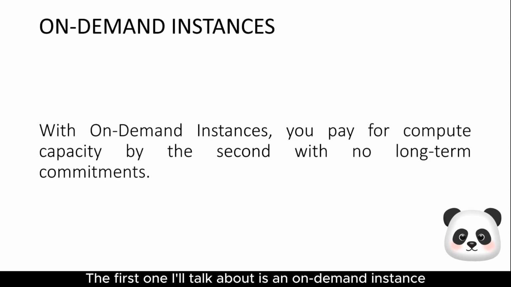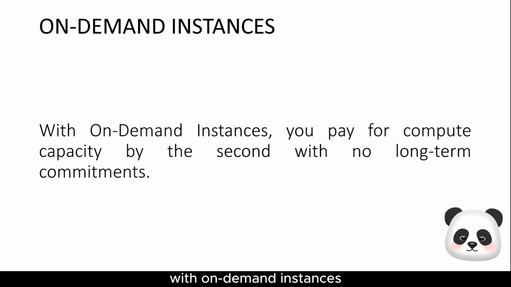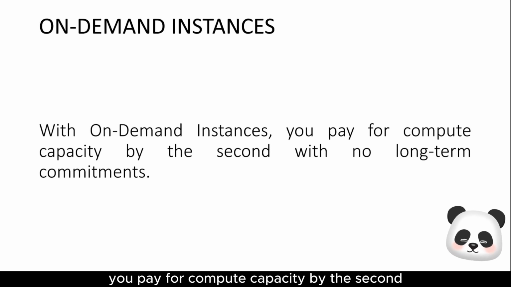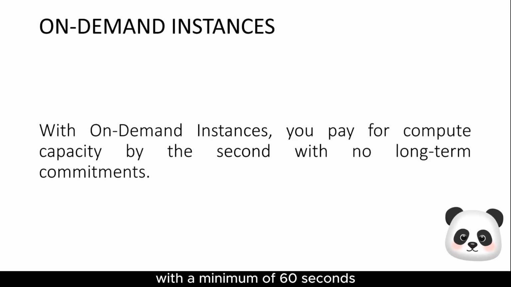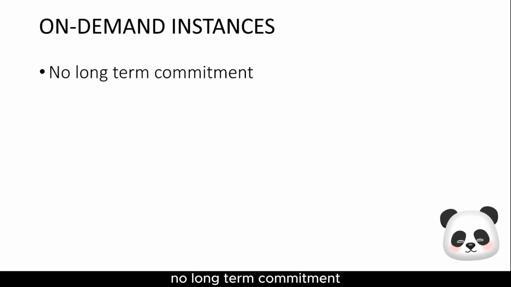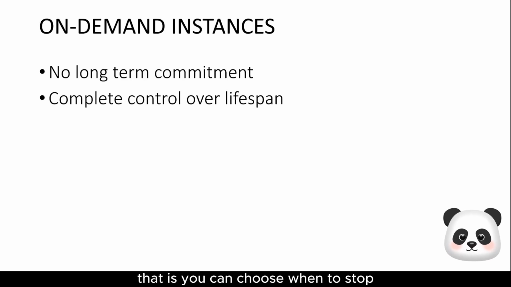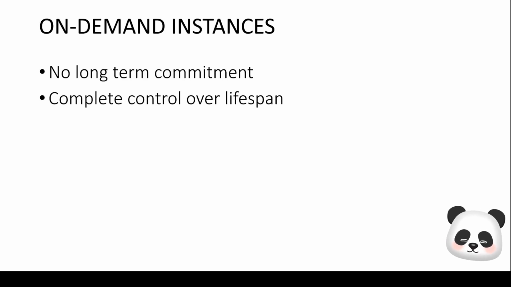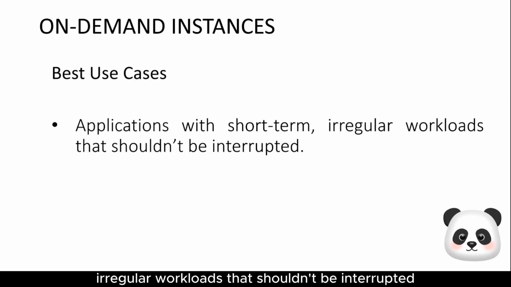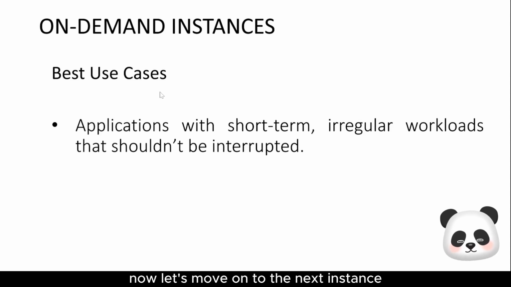The first one I'll talk about is an on-demand instance. With on-demand instances, you pay for compute capacity by the second with a minimum of 60 seconds, with no long-term commitments. You have the following features: no long-term commitment, complete control over the lifespan of the instance. That is, you can choose when to stop, launch, hibernate, reboot, or terminate it, and the price is fixed. It should be used for short-term irregular workloads that shouldn't be interrupted. Now let's move on to the next instance.